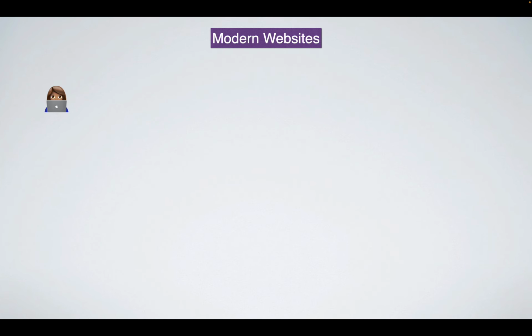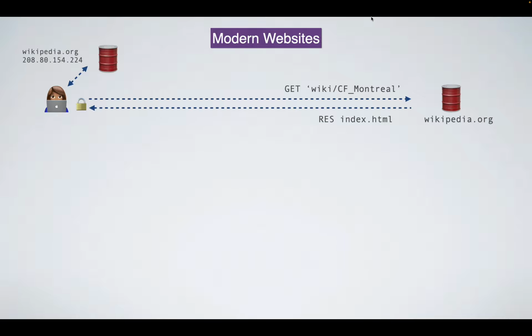So if we want to go to a website, this is what it would look like. I would go to DNS and say, give me the IP address of Wikipedia, and I get the IP address. Then I would put the IP address in my browser, which does this automatically. And I'll say, get me the file that's at this path, wiki/CF Montreal. I'll send that to Wikipedia, and Wikipedia will say, okay, I have that as an HTML file, I'm going to send it back to you.